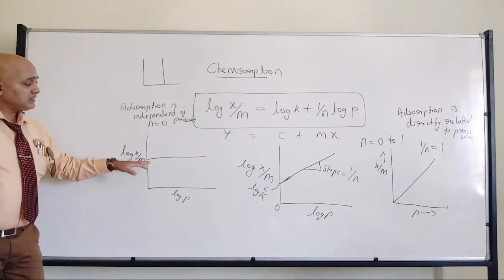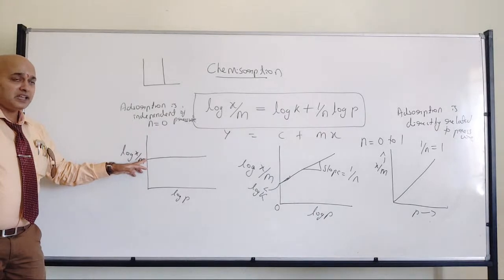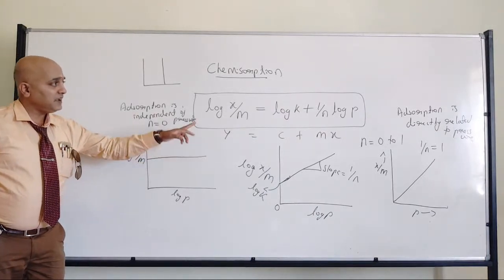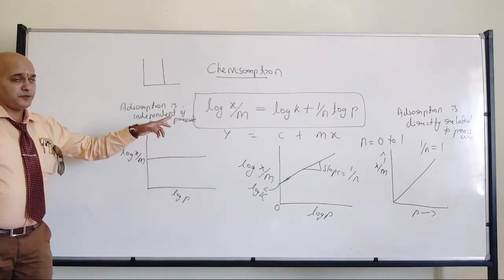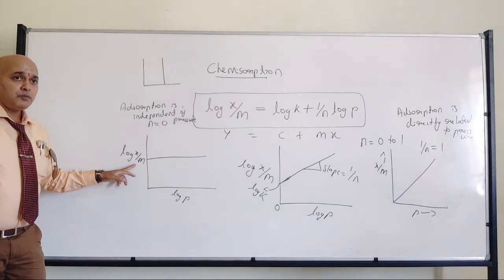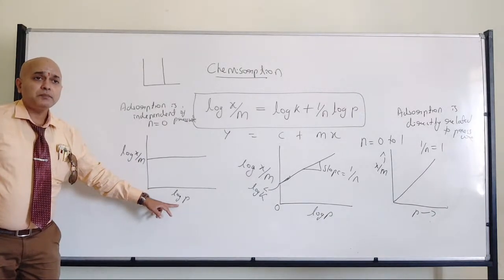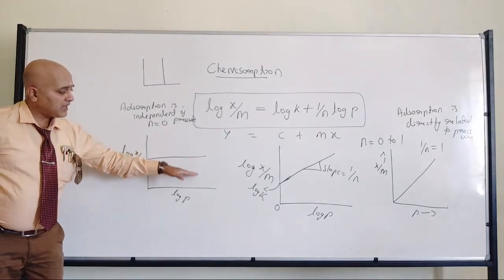So in that way, the graph will be like this, because the log of k value we are getting, but there is no change in the x by m value. Right? So therefore, they will become independent of the pressure. Amount of adsorption will be independent of the pressure. So that's what this parallel line indicates.